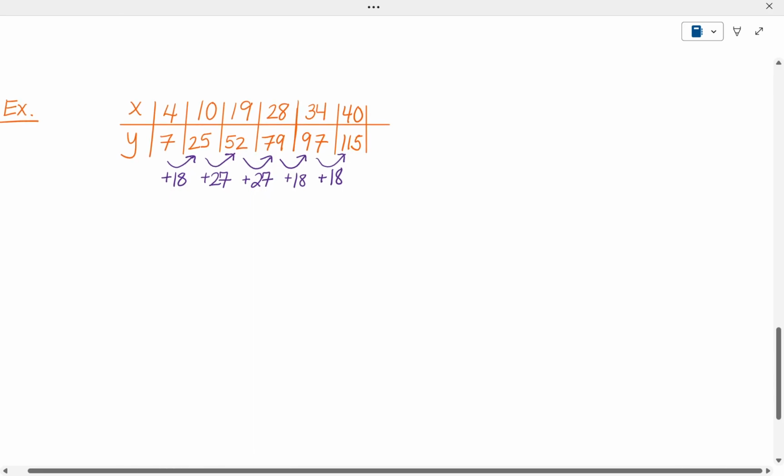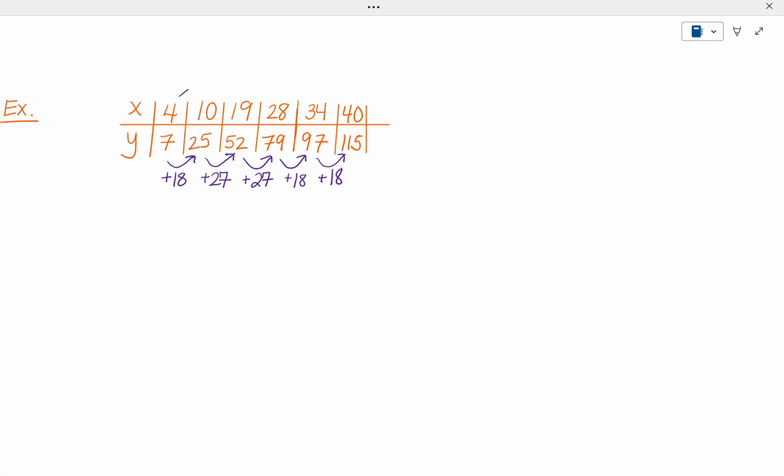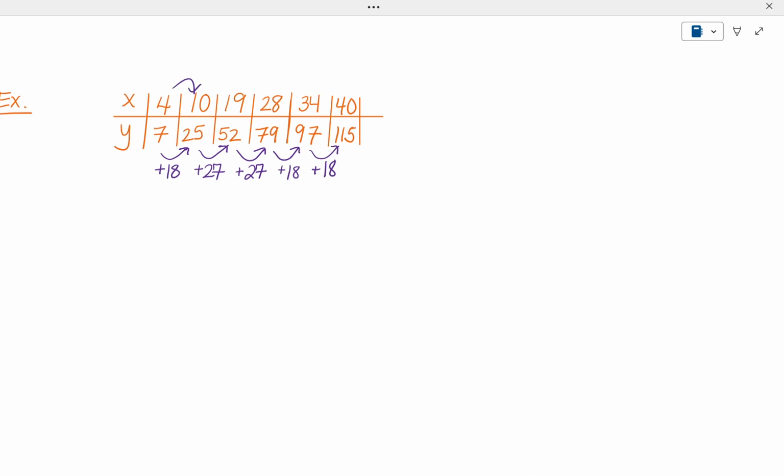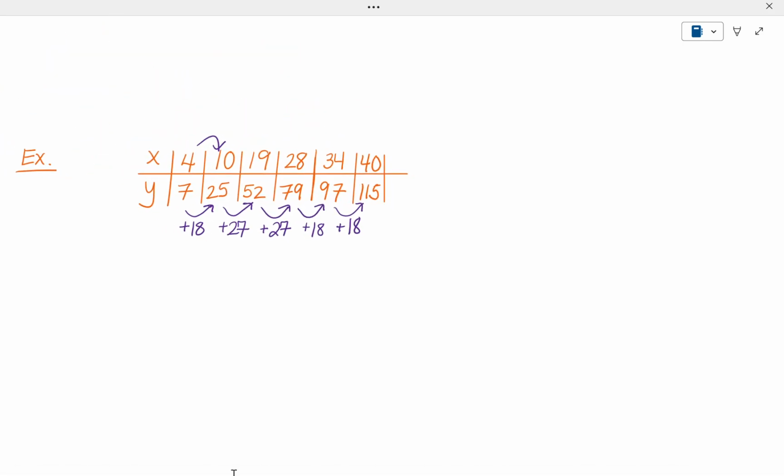And for the x values, how is x changing? To go from 4 to 10, we're adding by 6. From 10 to 19, we add by 9. From 19 to 28, we add 9 again. From 28 to 34, we add 6. From 34 to 40, we add 6 again.